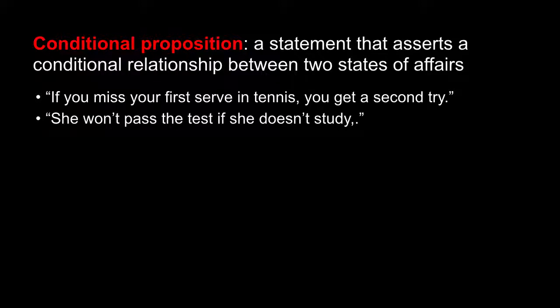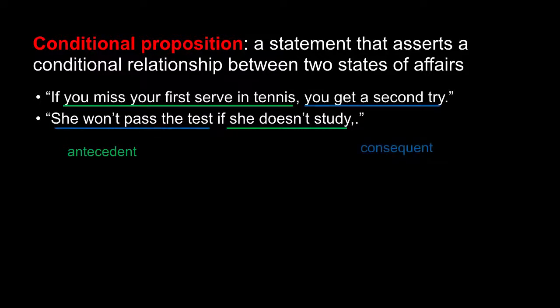Notice also that conditional propositions are compound propositions consisting of two smaller statements. One that states the condition and the other stating what happens if that condition is true. The one that states the condition, the if part, we call the antecedent. The one that states what happens if the condition is true, we call the consequent. So in the first statement, if you miss your first serve in tennis is called the antecedent in that conditional. You get a second try is called the consequent.